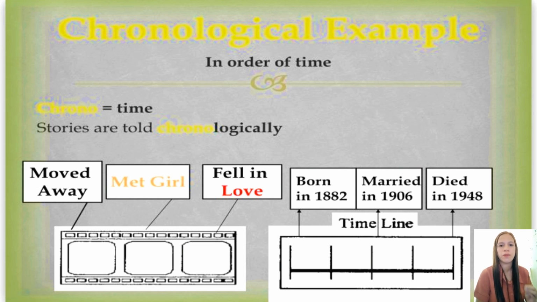So for example, we have the timeline. In 1882, he or she was born. In 1906, he or she got married. And in 1948, he or she died. Another example, we have a movie: met the girl, then next is to fall in love.